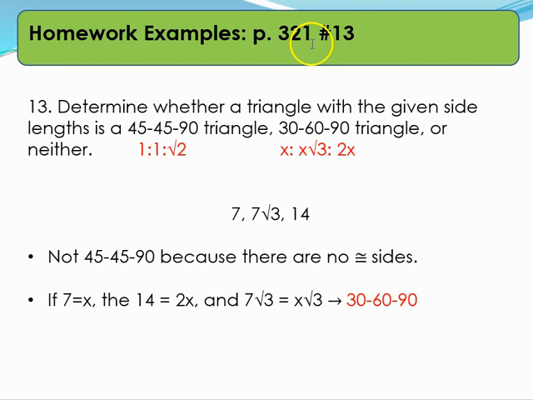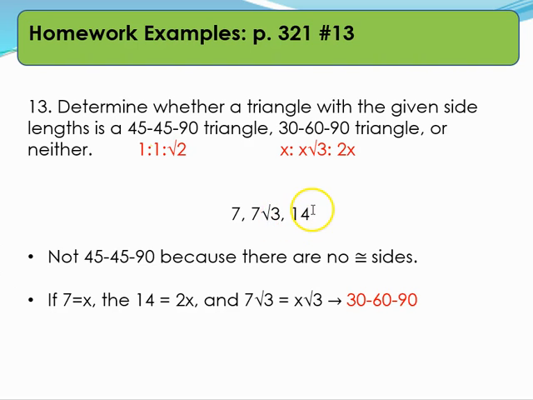Number 13 on page 321, determine whether a triangle with the given side length is a 45, 45, 90 or a 30, 60, 90, or neither. I went ahead and put the ratios under those triangles so we can see them, and this is the problem. It's a length of 7, a length of 7 square root of 3, and a length of 14.